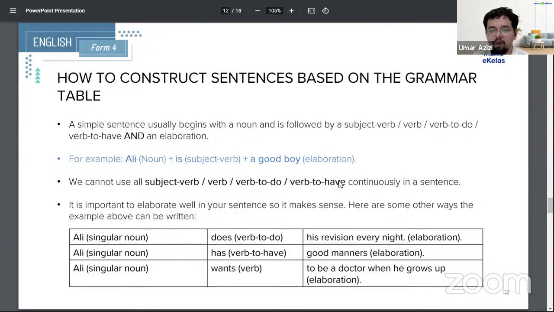Here are some other ways the example above can be written. So Ali, singular noun, does, which is verb to do, his revision every night. Ali has, verb to have, good manners. And finally, Ali, singular noun, wants to be a doctor when he grows up. All right.